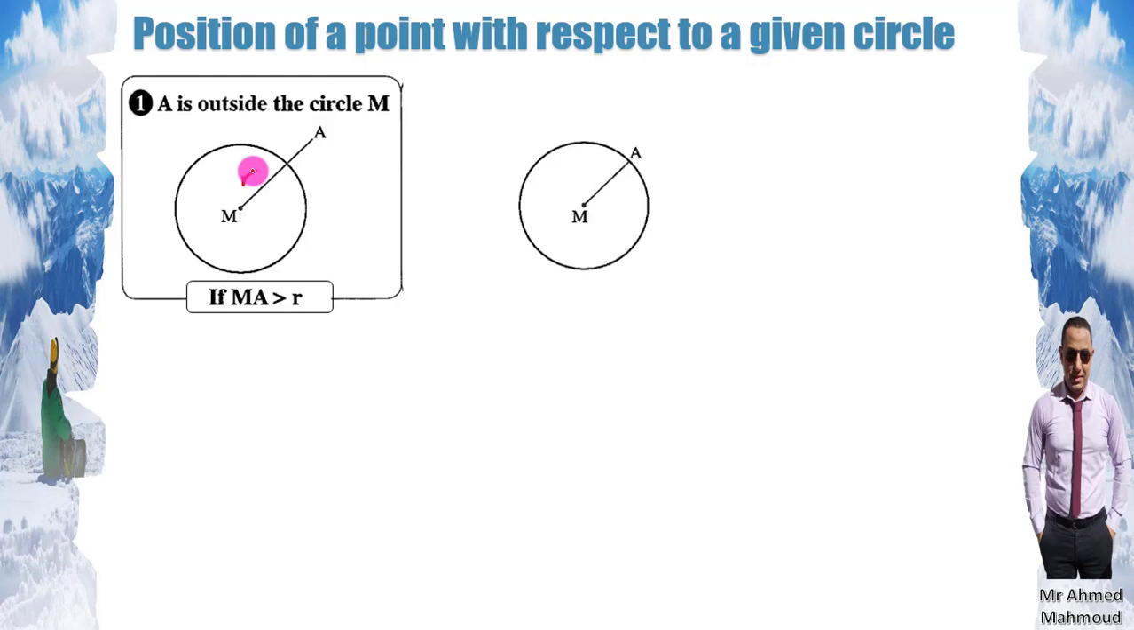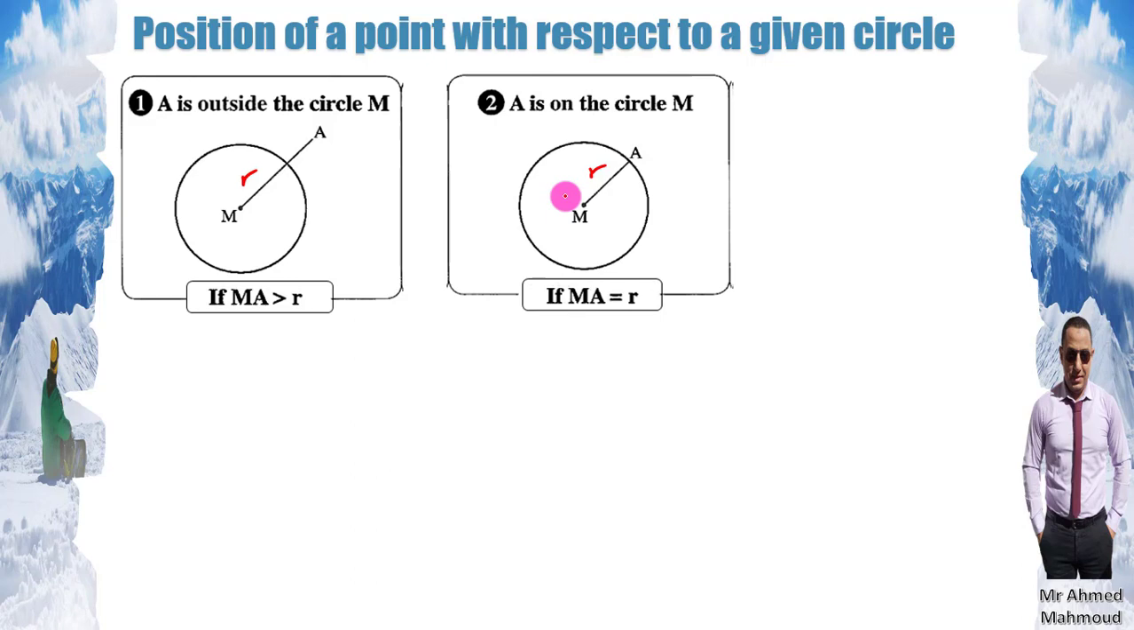The second position: if A is here in this position, A lies on the circle. On the circle means on the line or the circumference of the circle. In that case, MA, as we see, equals r. So A here is on the circle. On the circle means on the circumference of the circle. Now MA equals r.